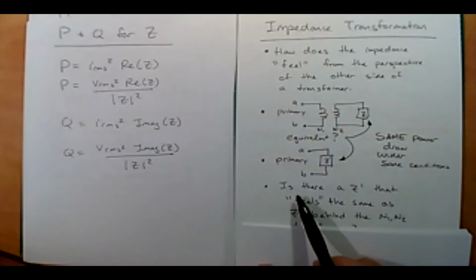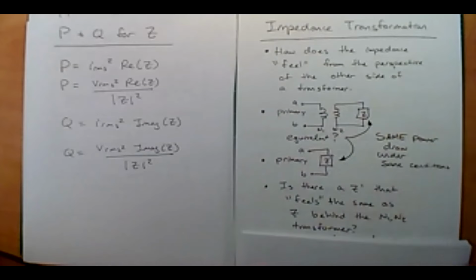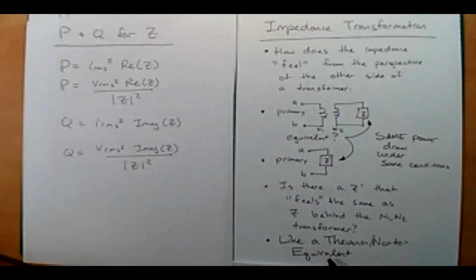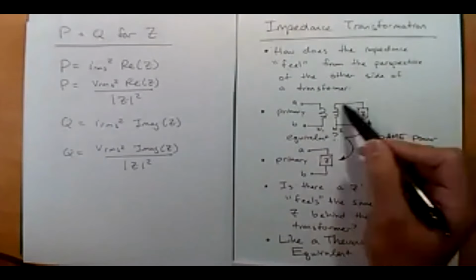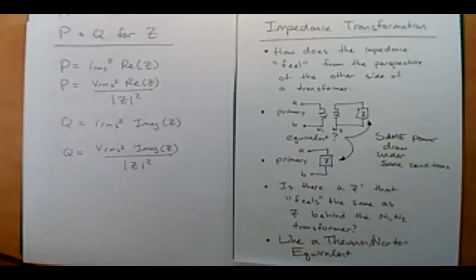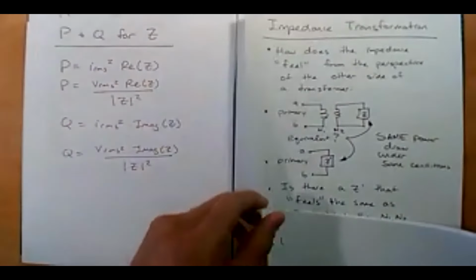And so the question is, is there a Z prime that feels the same as the Z behind the N1 and N2 of the transformer? That's the concept of this impedance transformation. Kind of like a Thevenin Norton equivalent from ET250, right? What is the Thevenin equivalent, Norton equivalent of this brought over? Okay, so that's the whole idea right now of this discussion on impedance transformation.